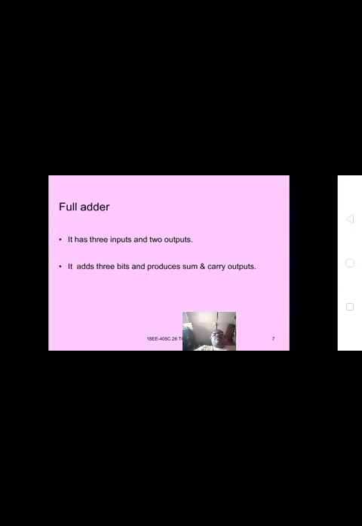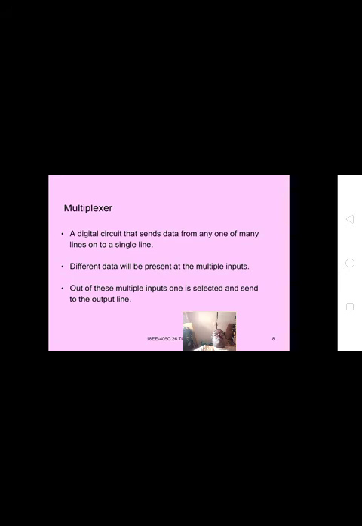Full adder, it has three inputs and two outputs. It adds 3 bits and produces sum and carry bits. It is about the full adder. It is also a combinational logic circuit. Now multiplexer, a digital circuit that sends data from one of many lines onto a single line.